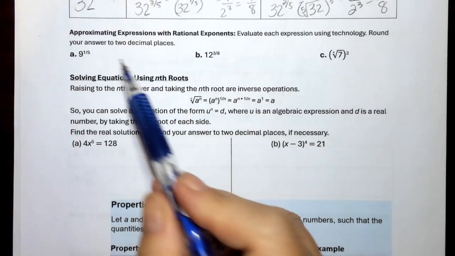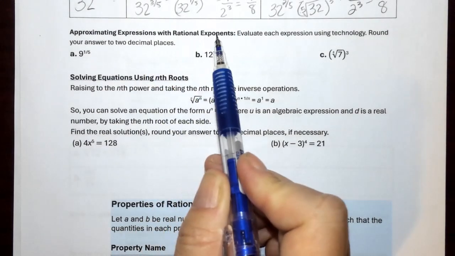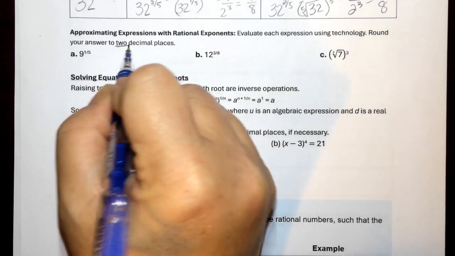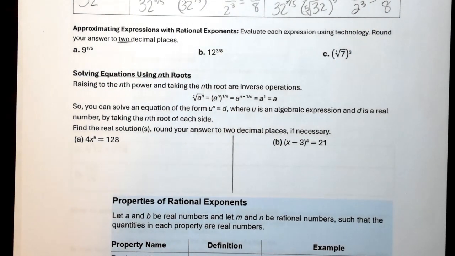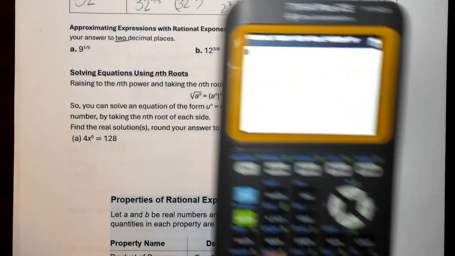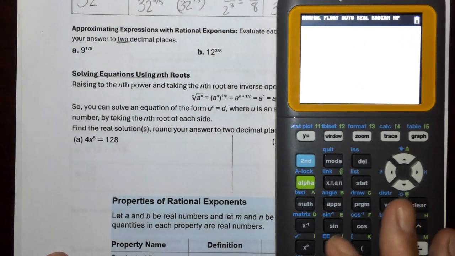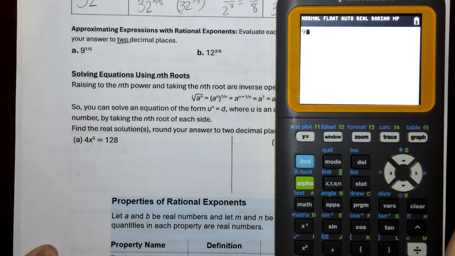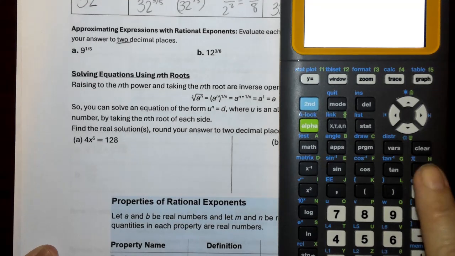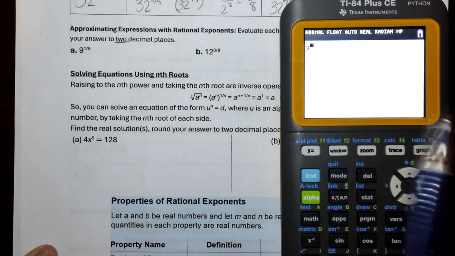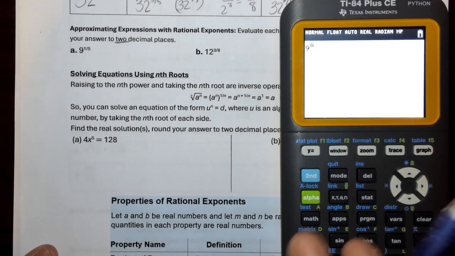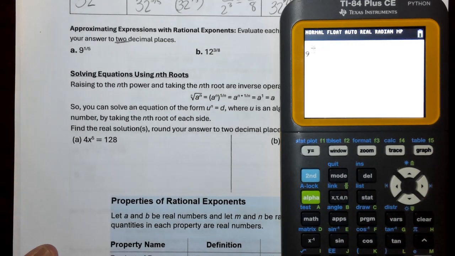All right, so it says we are going to approximate expressions with rational exponents, evaluate using technology, round your answer to 2 decimal places. So to hundredths. How do we do this? Very simple. We're going to type in a 9, and I have an exponent, so I need the exponent button, which is this up arrow here. Now I have it raised up, but I have a fraction. See the green part right here, if you don't already know this, that gives you a fraction. So I'm going to hit that.